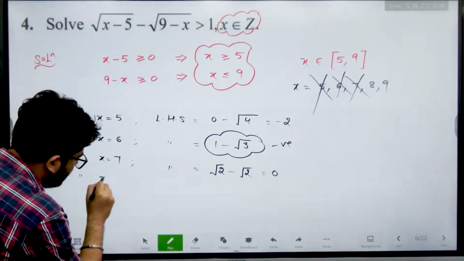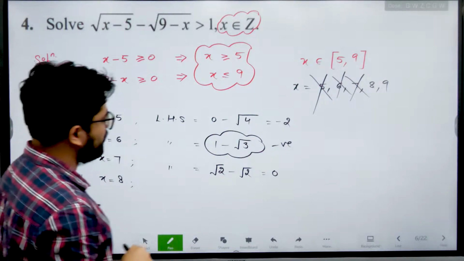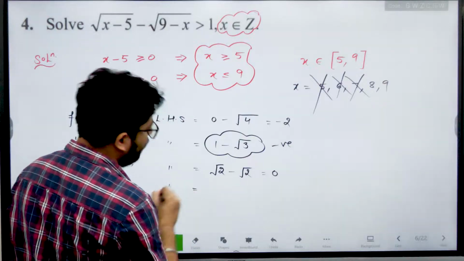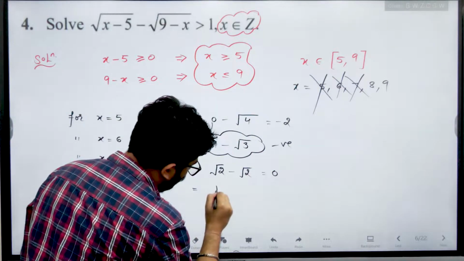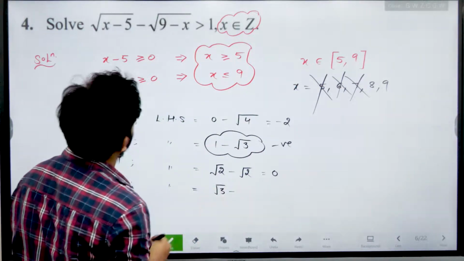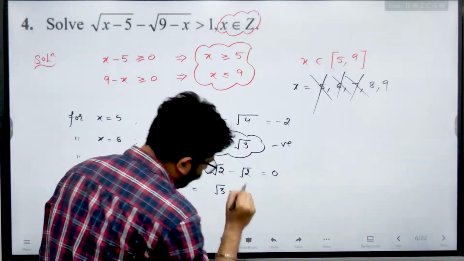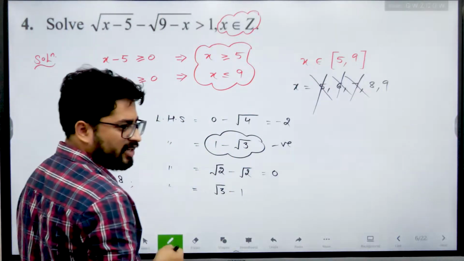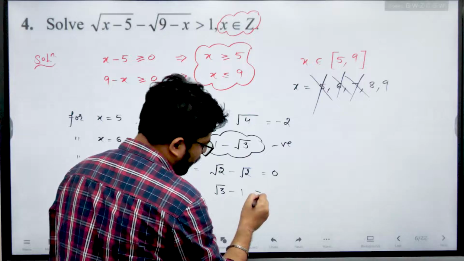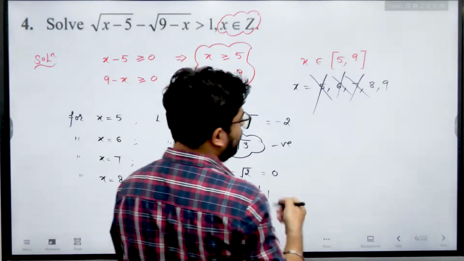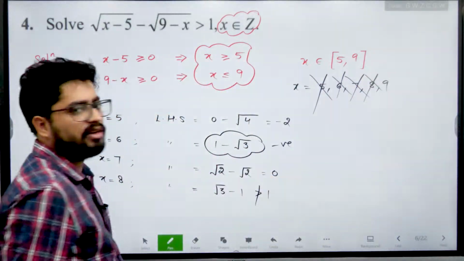So what about x is equal to 8? X is equal to 8 will be, sir, root 8 minus 5, that's root 3, minus root 9 minus 8, that's root 1, which is 1, so root 3 minus 1 is 0.73, which is not greater than 1. So you cannot take x is equal to 8 also.